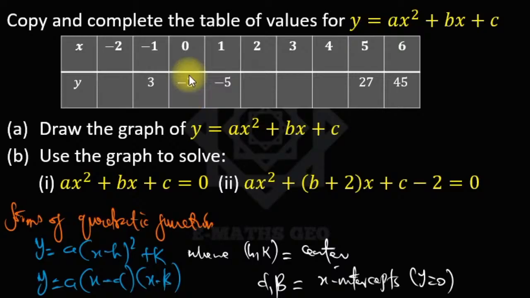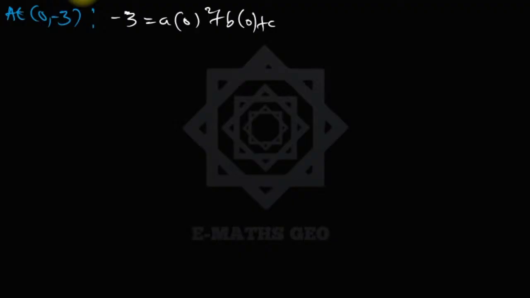The first point I will get, since x is 0, will help us to get one of the unknowns first, which is c. If we choose x equals 0, y is minus 3. You see that y is minus 3 and x is 0. So it will be faster to get one of the unknowns, which is c. So we now have that c is minus 3. So we've gotten one of the unknowns.